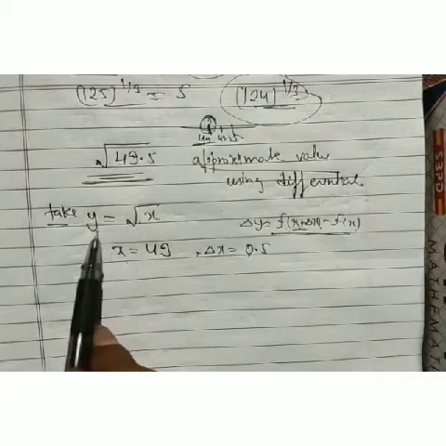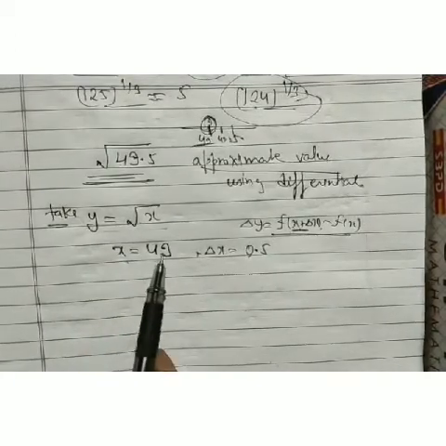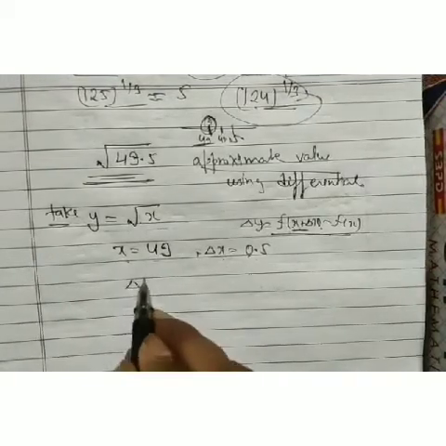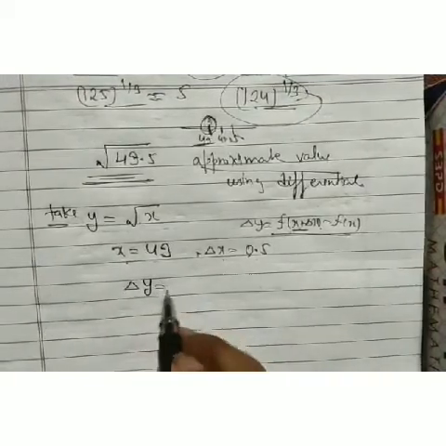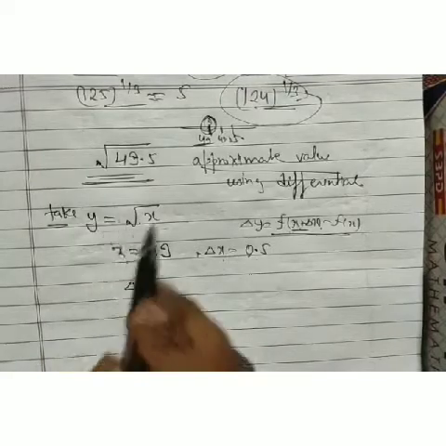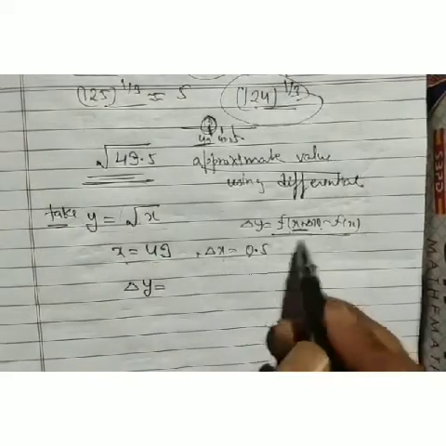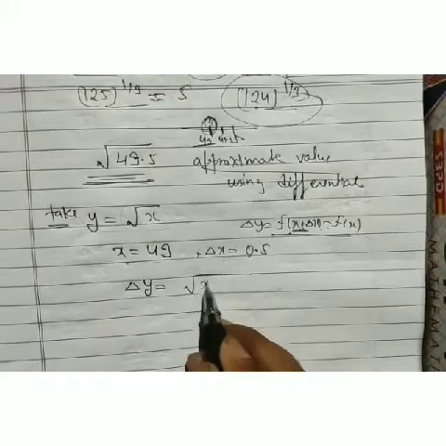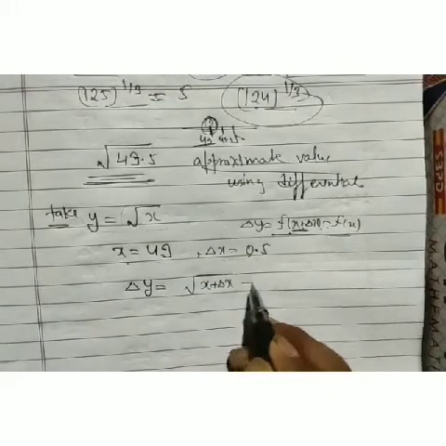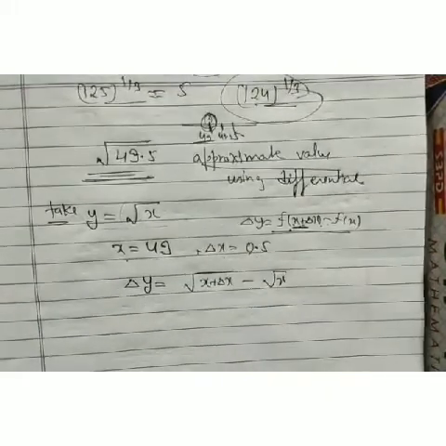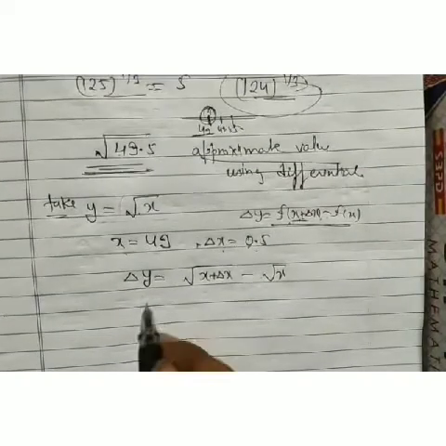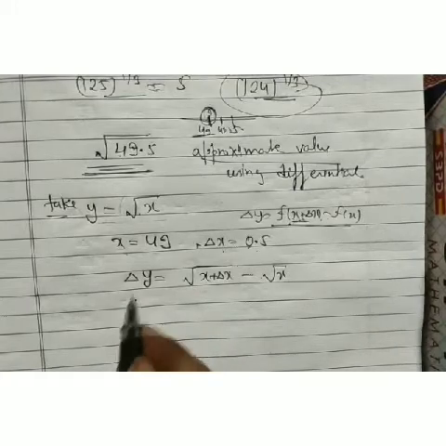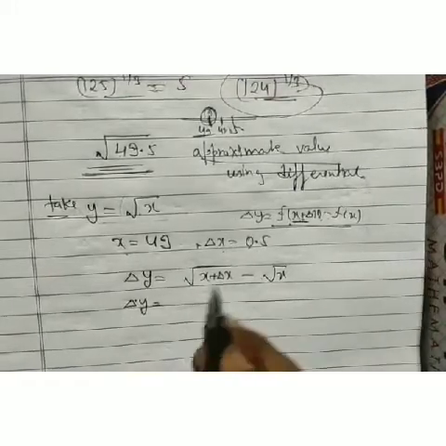Now we identify our function. We are getting the values of x and delta x. Now what is the value of delta y? We have to find out delta y. How can we define it using this function? It's f(x plus delta x) minus f(x), which means under root of x plus delta x minus under root x. Then what is delta y?